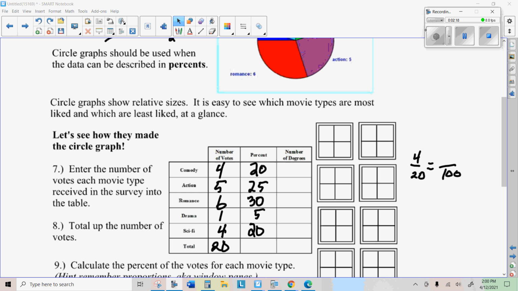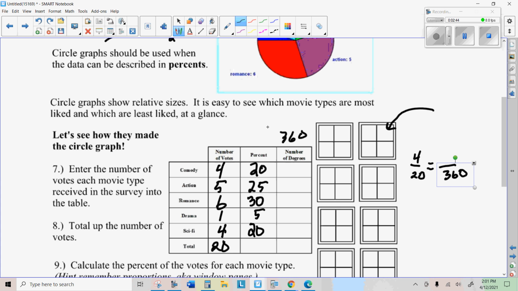Now to do the number of degrees, we know there's 360 degrees in a circle, so you could just change this total out of 100 to be out of 360 if you like doing proportions to find your answers. These window panes you can use to help you find your proportions. Personally, I like to do this, since I know it's always going to be out of 360.